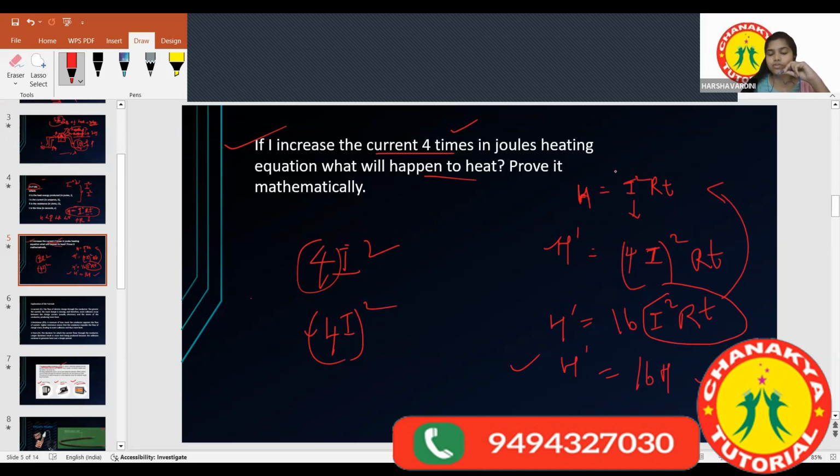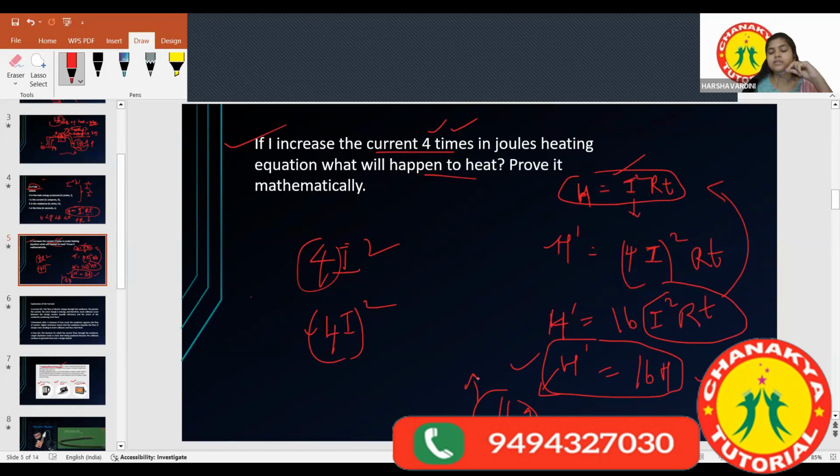I square RT. We know H is equal to I square RT, and we have kept the new heat as H dash. So instead of I square RT here, I can replace that with H. Now the new heat will be 16 times more than the old heat. So if I increase current 4 times, the impact will be 16 times on the heat. Did you get the relation H dash is equal to 16H?